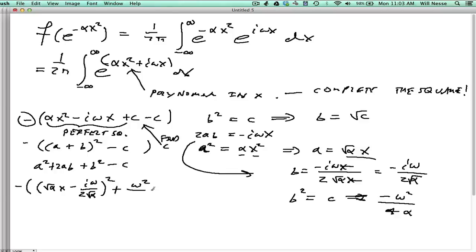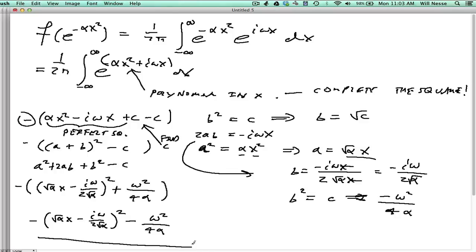Omega squared all over 4 alpha. Okay, and we're going to put a parenthesis around that, and then we're going to take off the parenthesis. It becomes root alpha x minus i omega over 2 root alpha, quantity squared, minus omega squared over 4 alpha. Okay, so it looks good. And now this is what I'm going to put in my exponent up here.